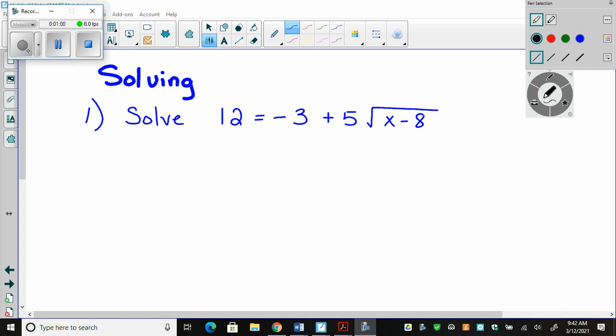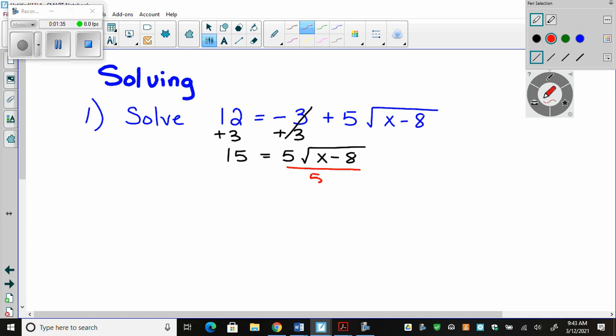So the first thing we're going to have to do is isolate the radical, correct? And how we isolate the radical is we do reverse BEDMAS. So we either have to move the 5 or the negative 3. The 5 is multiplied. This is a subtraction. We do the subtractions before we do the multiplications, right? Reverse BEDMAS to get that radical by itself. So we're going to add 3. And so we get 15 equals 5 square root x minus 8. Okay? Then we have to divide by 5. Three equals square root x minus 8.